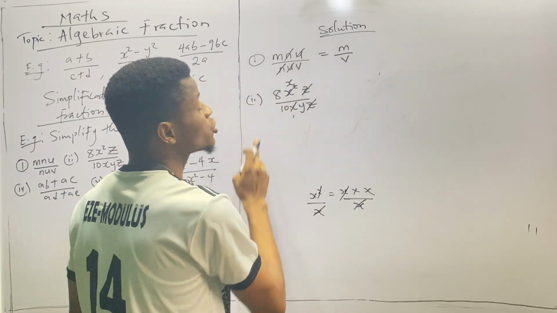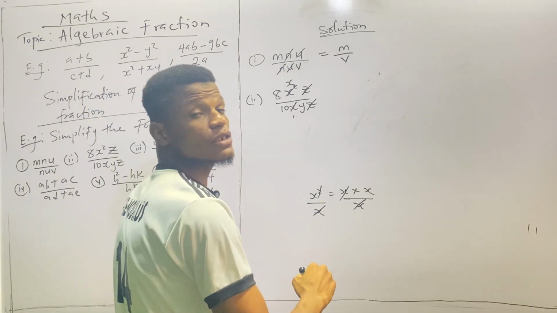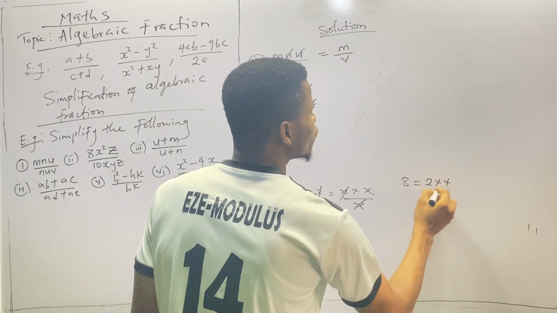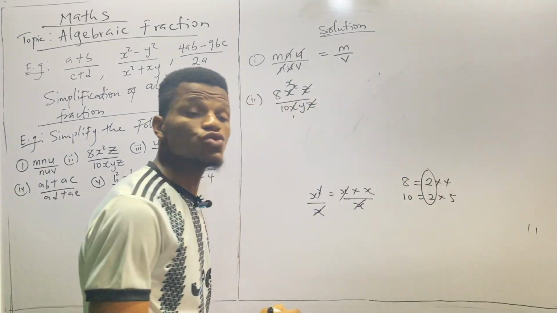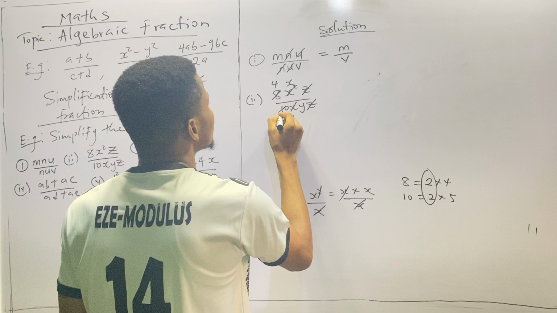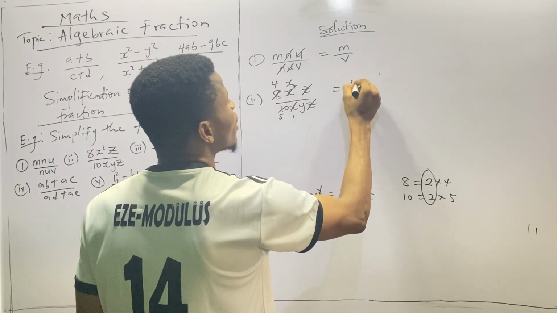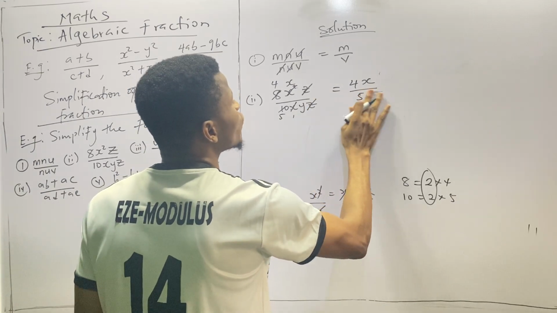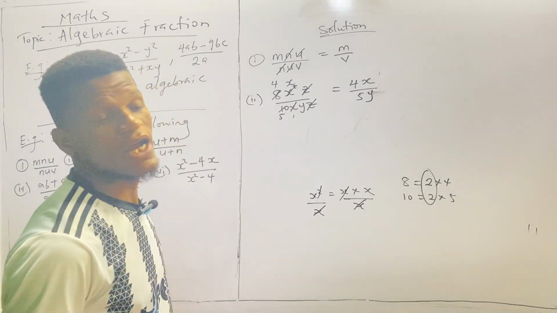There is a common factor between 8 and 10. Of course, 8 is 2 times 4, while 10 is 2 times 5. So both of them have a common 2. So here we have 2, here we have 4, 2, here we have 5. So leaving 4x at the numerator, and 5y at the denominator, right? So this is the common factor.